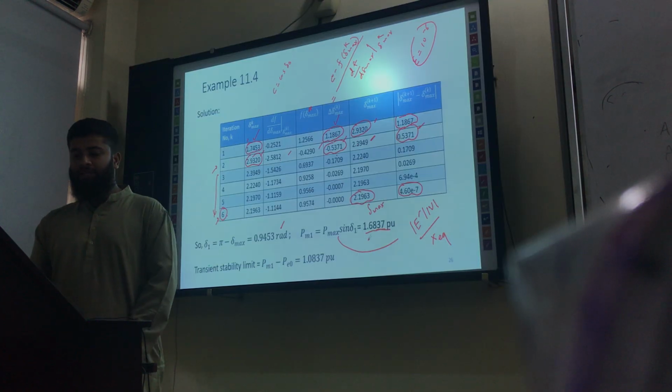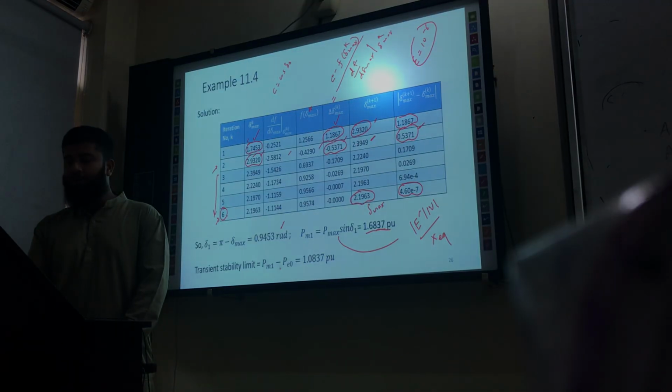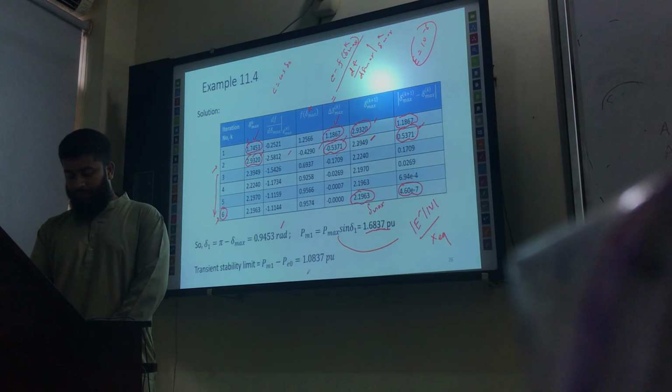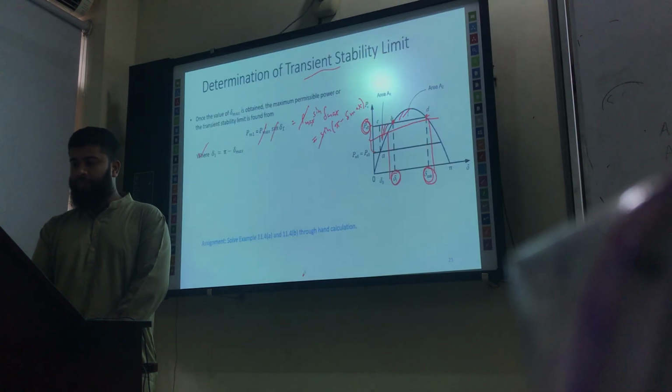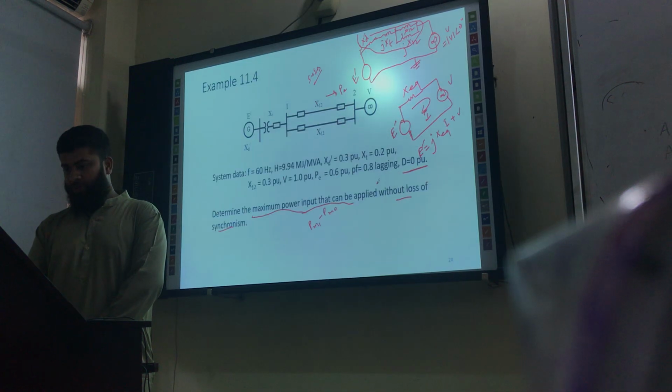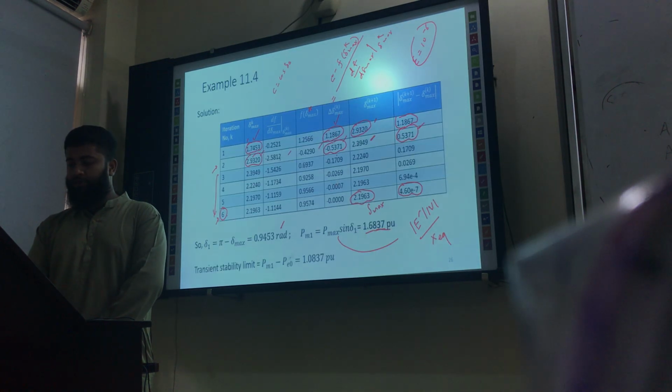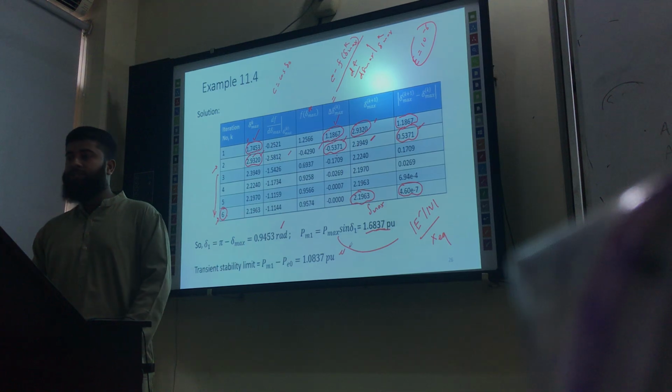So now what will be the transient stability limit? PM1 minus PE0. Why PE0? Because at the initial operating point, our PM0 and PE0 are actually same, right? So this PE0 is given. This is at the initial operating point. PE0, that is 0.6 per unit. So the PM0 is also 0.6 per unit. So the difference between these two will be the transient stability limit. Okay.